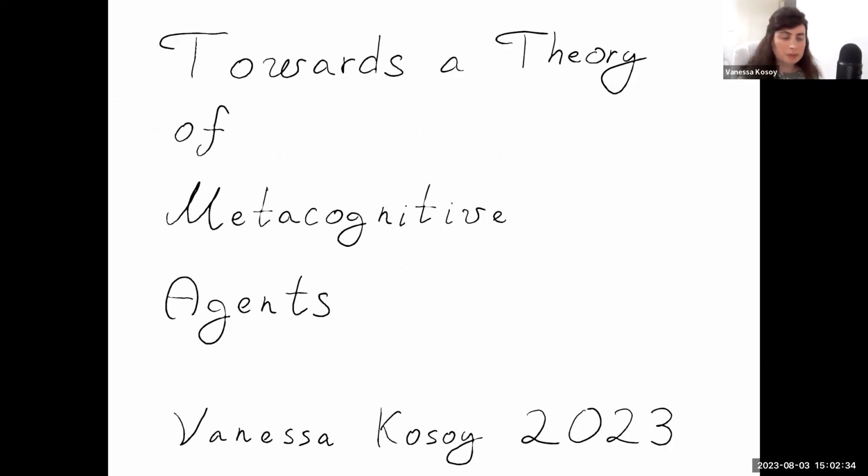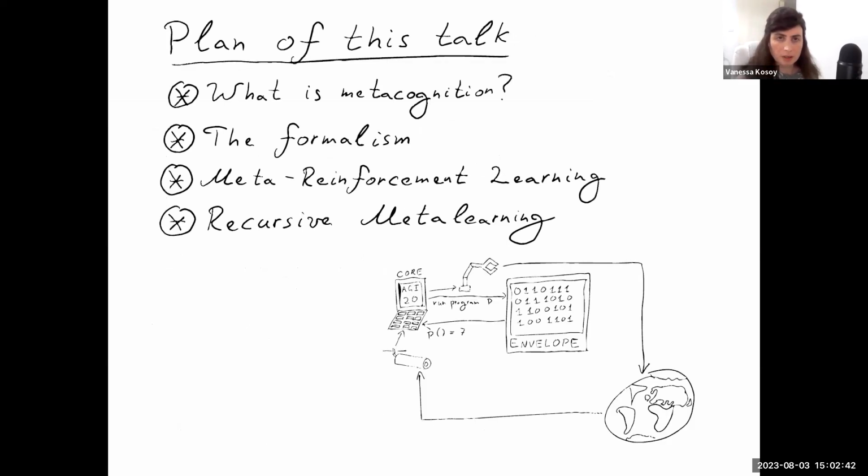Okay, so hi everyone, and today's talk is called Towards a Theory of Metacognitive Agents. So what are we going to talk about in this talk? We'll briefly talk about what I even mean by metacognition for the purpose of this talk. Then I will explain the basics of the formalism that I started to create in order to describe metacognition. Then we'll talk about a particular interesting case study called meta-reinforcement learning. And in the end, if we have enough time, we'll also talk about recursive meta-learning, which is a form of recursive self-improvement.